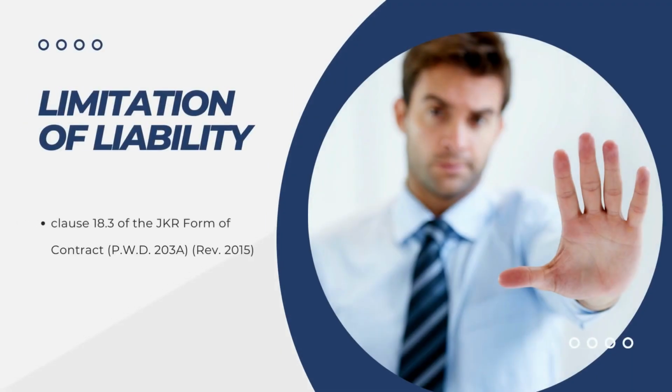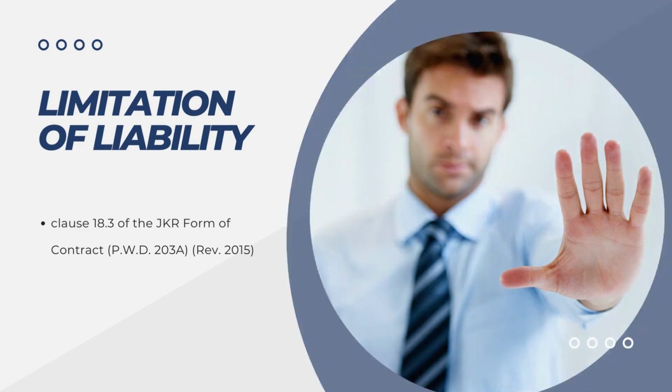Limitation of liability clauses are used to limit the amount of damages that a party may be liable for in the event of a breach of contract. However, such clauses must be reasonable and not too broad in scope. For example, Clause 18.3 of the JKR Form of Contract, PWD 203A, Revision 2015, states that the contractor's liability for breach of contract shall be limited to the contract price. This is a limitation of liability clause that limits the contractor's liability to the contract price.